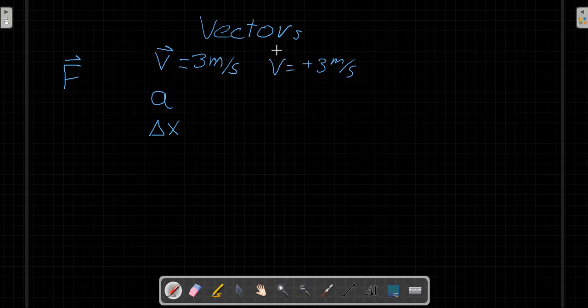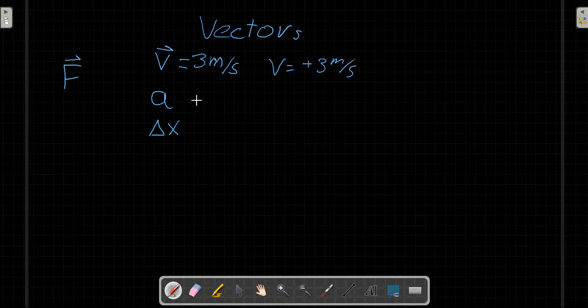Notice that I took away the arrow when I defined a direction, right? So this means that the size of this vector is 3 meters per second, the magnitude, without a direction, which is why the arrow is still there. And then for here, I've defined direction, so now the arrow is gone, and now we know the velocity is positive 3 meters per second.